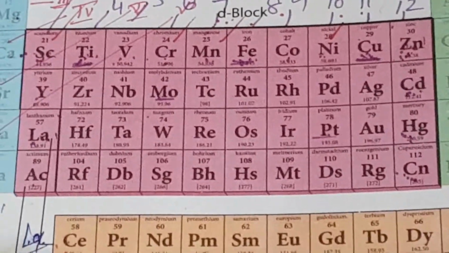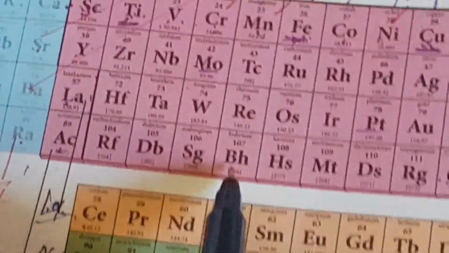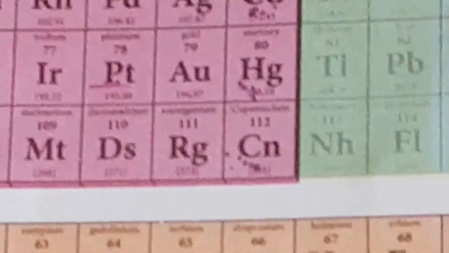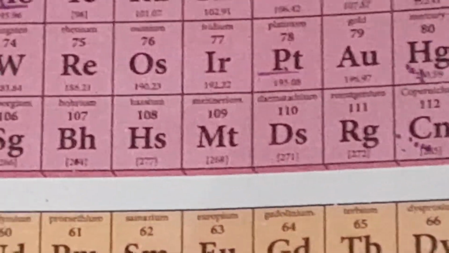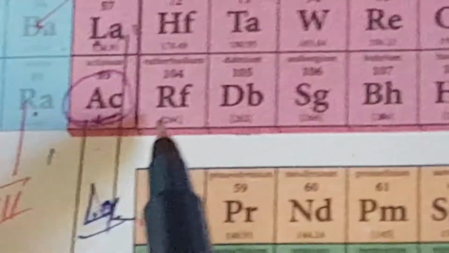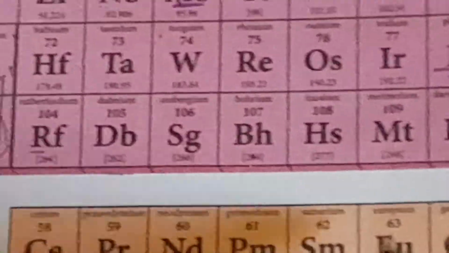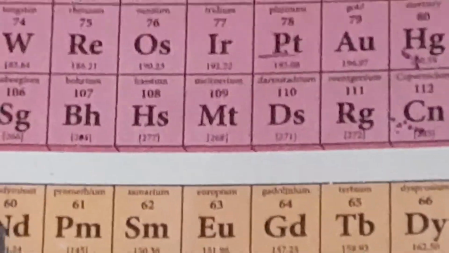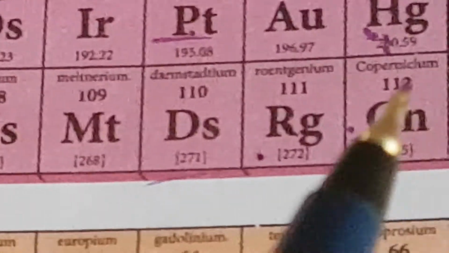In the seventh period are actinium, rutherfordium, dubnium, seaborgium, and so on. These are all radioactive elements. Except actinium, all the remaining elements are artificially synthesized, with very small half-life periods. Actinium is the natural one.